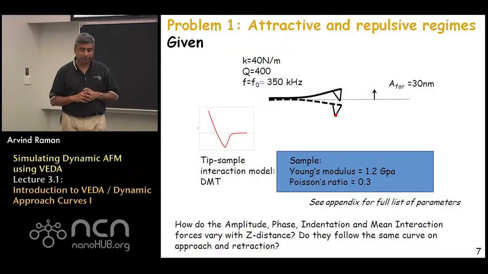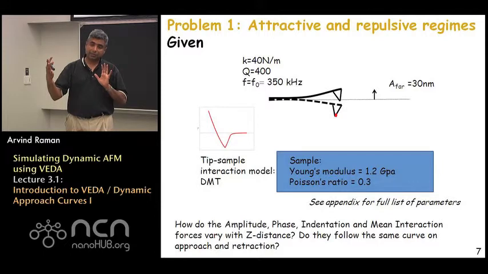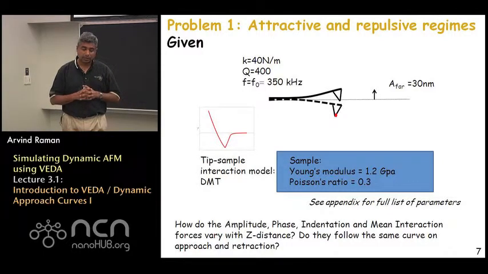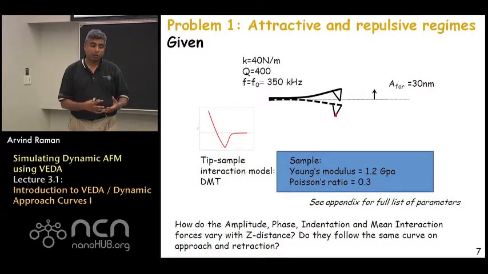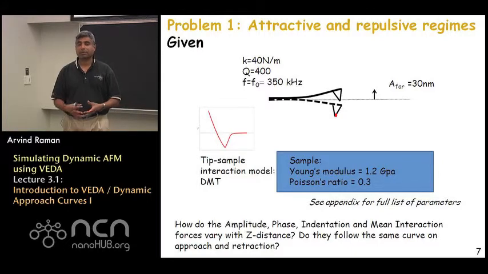When you put it all together, you would like to solve this and answer the following questions. How does the amplitude and phase of the oscillator change as you approach the sample? How does the indentation change? Remember, all you observe in dynamic AFM experiments are the changing amplitudes and phases. What's hidden from you are things like peak forces or how much indentation you're causing dynamically as you tap on the sample.